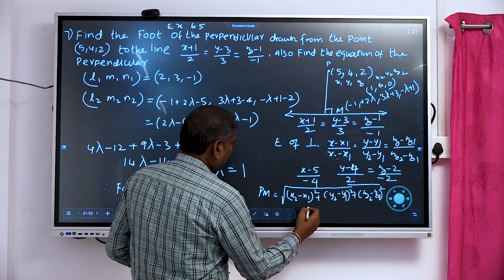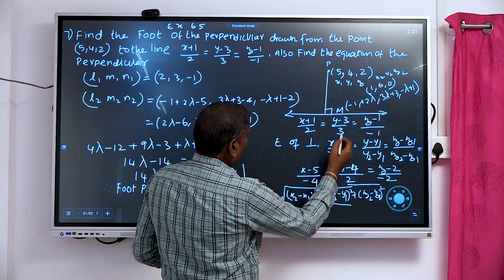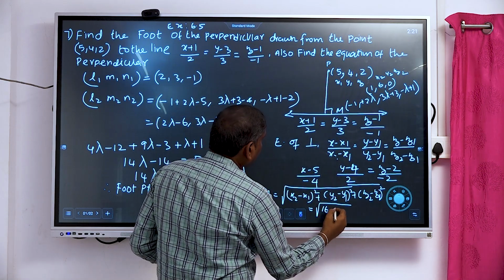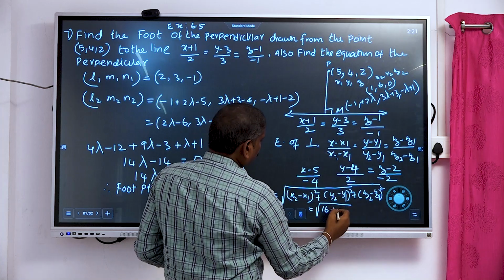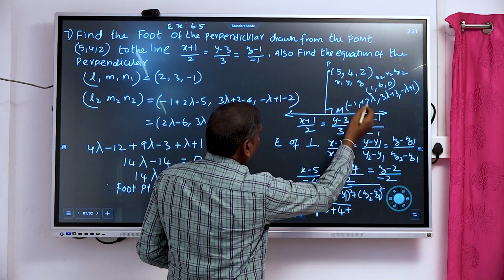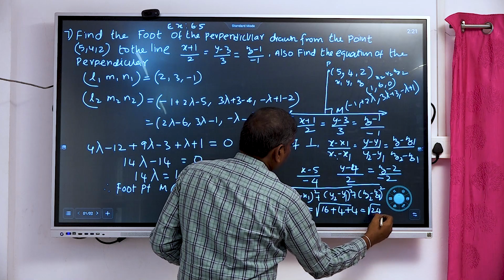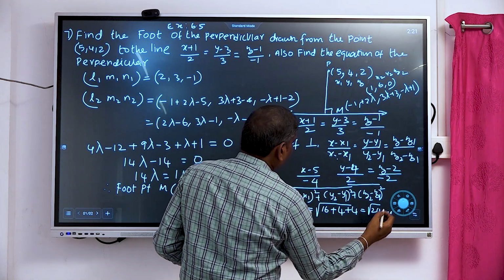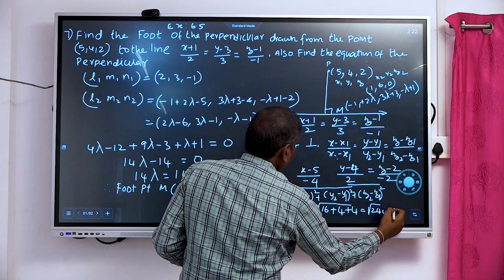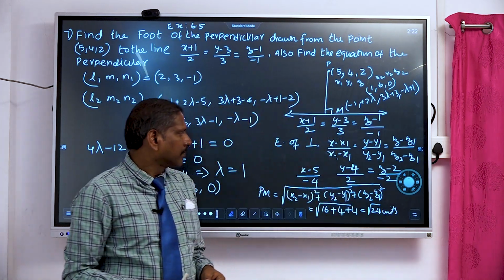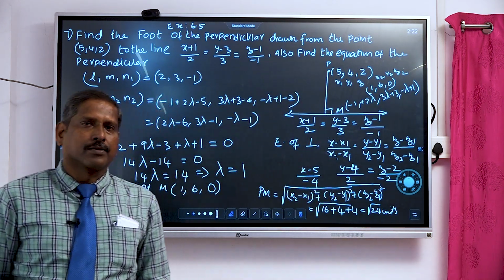Okay. And we will finish with this. The difference is minus 4, which is 16, and plus here it is 2, which is 4, and plus minus 2 square is again 4. So which gives you 24, square root of 24 units. So that is all about it.